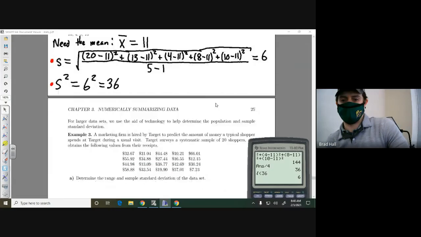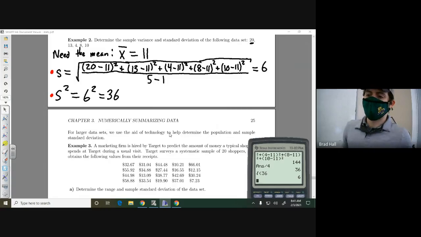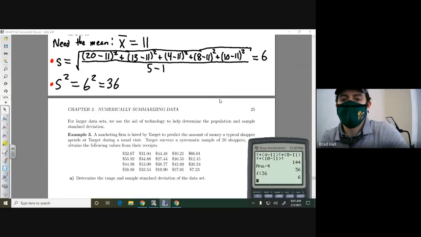And the obvious note now is for larger data sets, we use the aid of technology to help us determine the population and sample standard deviation. We're not really going to focus on the calculator giving us the variance. We could, but it's not relevant at this moment. And so you might already see there's a data set, and I mentioned the word technology, so you might already be thinking about where this data is going to go.